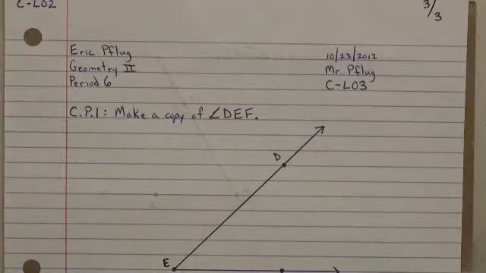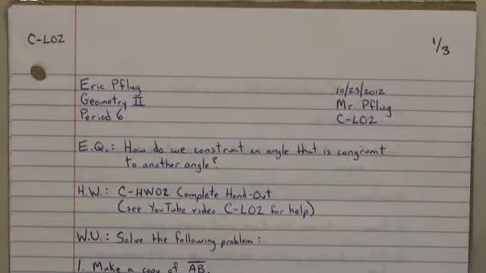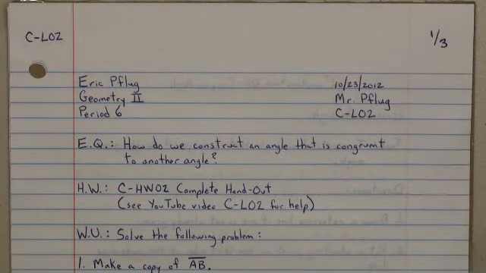Once you're finished with that, you are finished with the second lesson on the constructions unit, which was how to copy an angle. In the first lesson we did copy a segment. So good luck.